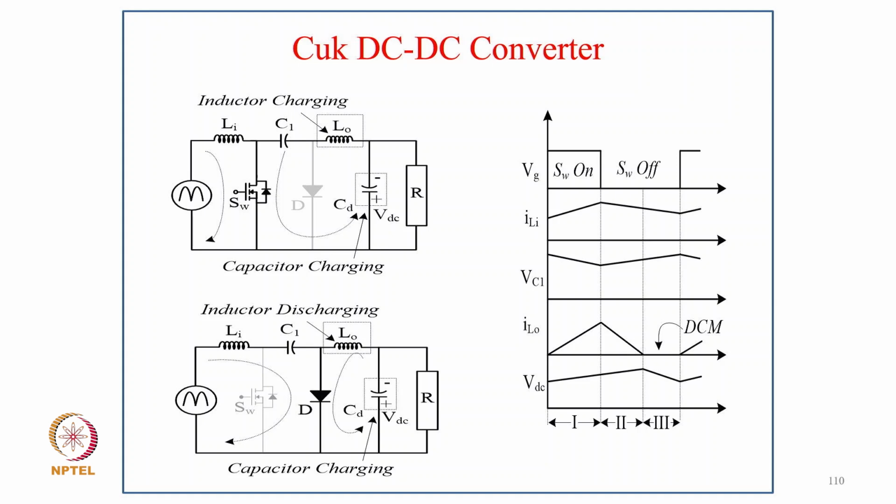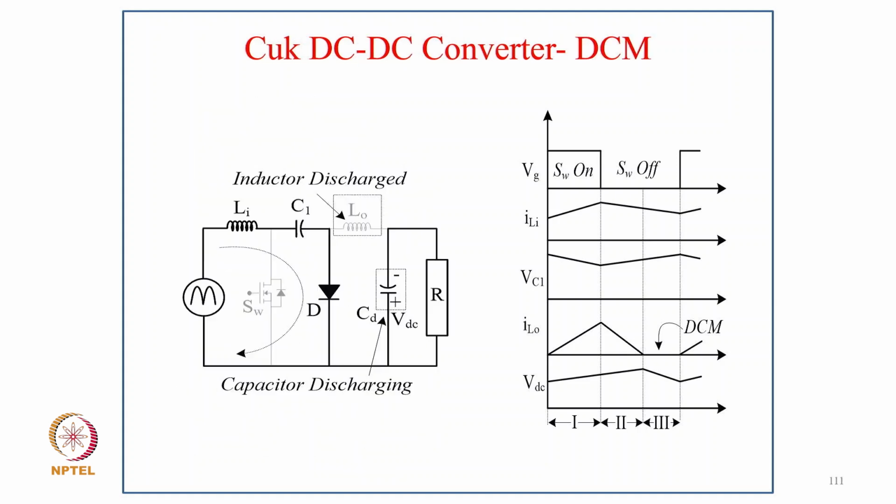You can clearly see the waveforms also: the input inductor current remains continuous, and similarly the output inductor current. Of course, in DCM it can go into discontinuous mode, but otherwise it normally remains in continuous conduction mode. So in continuous conduction mode, we have two modes.